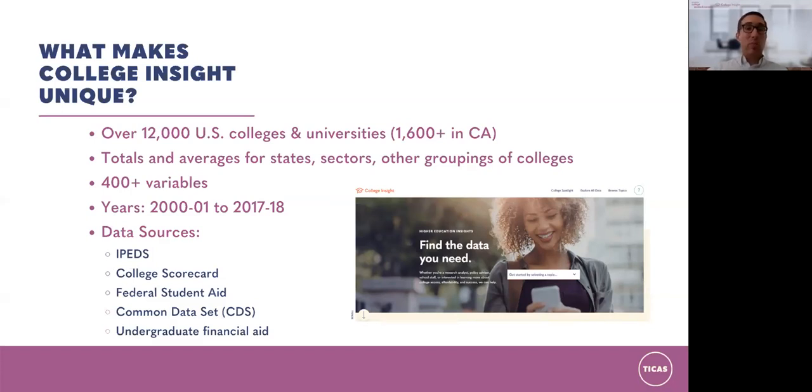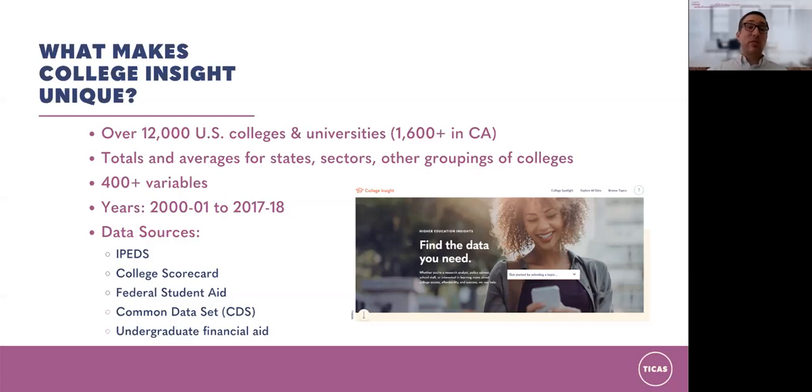You can look up all kinds of totals and averages by states, sectors, other groupings of colleges. 400 plus variables from all the data sources we have. And generally, many of those variables pull back to the year 2000, and that enables users to analyze trends over a considerable period of time.